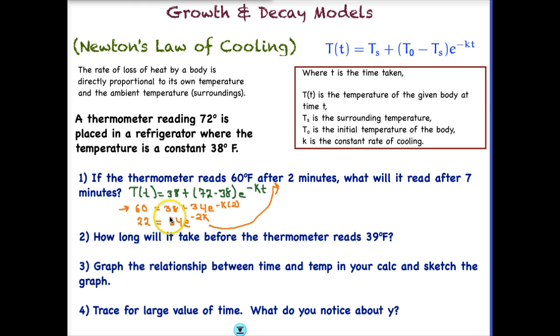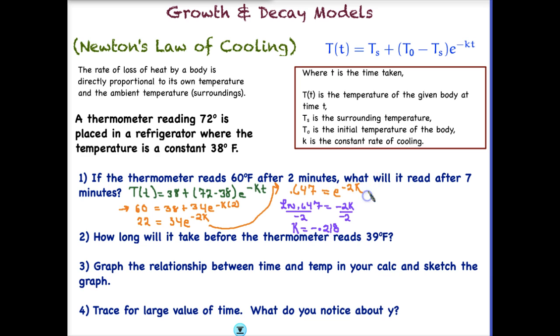First thing is to subtract the 38 from the 60 to get 22. Then I'll divide both sides by 34 to get 0.647 on the left. And that'll leave me with e to the negative 2k on the right. Now I'm ready to take the natural log of both sides. And we know that taking the natural log of the right side will just leave us with the negative 2k. Finally, dividing both sides by negative 2, I'm going to figure out what my constant is. And when I put this in my calculator, I get negative 0.218.